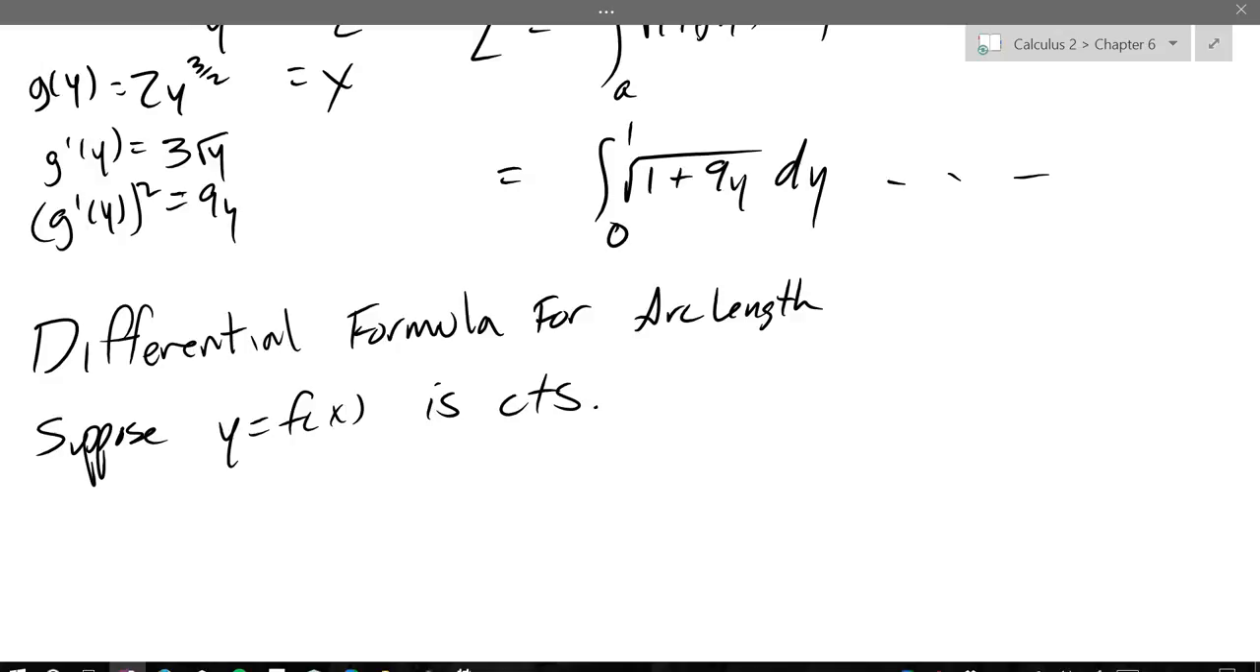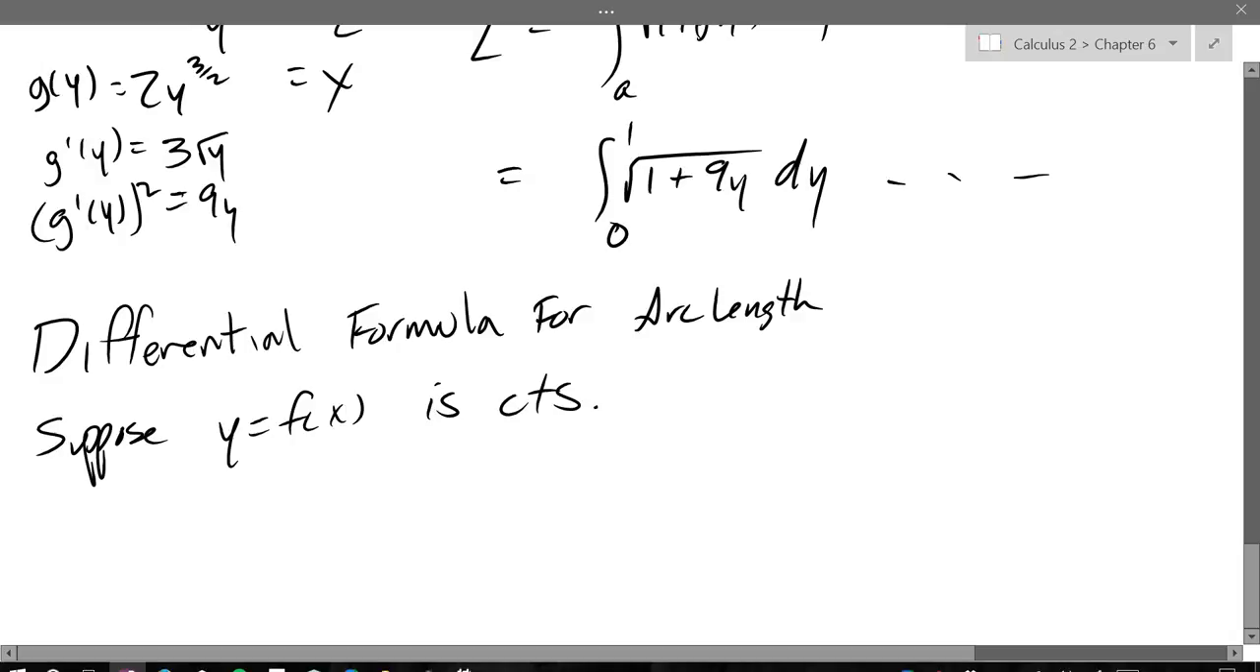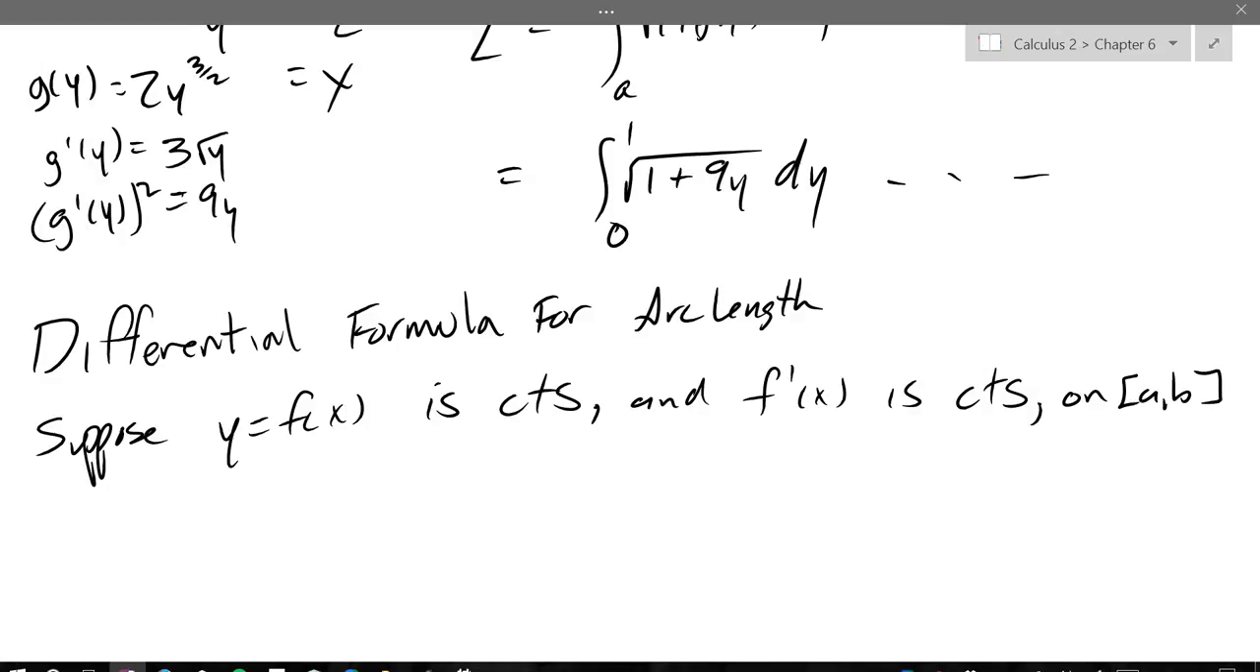All right, so we're going to suppose we have a continuous function and the derivative is continuous on the interval AB. I don't really care if it's continuous everywhere, but we want it to be continuous from A to B.